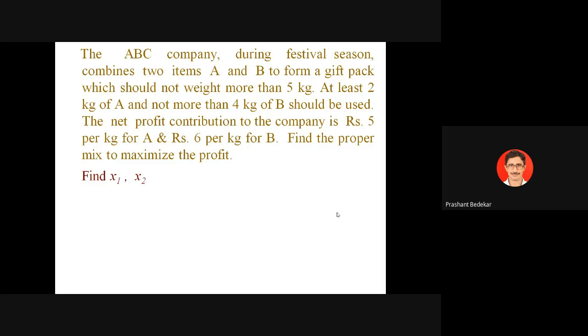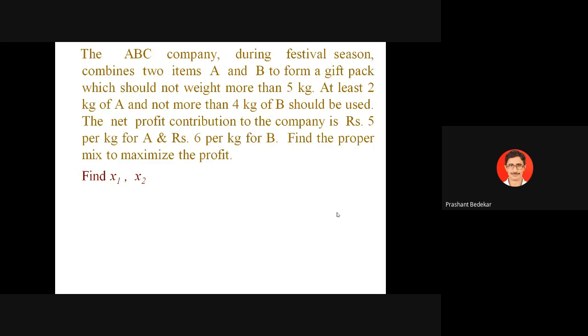Now objective function. If I read the problem completely once, twice, thrice, again and again, I come to know that my objective is to maximize the profit. So I should write a mathematical function in terms of x1 and x2 so that it will represent profit. So it is given that the profit contribution is 5 rupees per kg of item A and 6 rupees per kg of item B. I am taking x1 kg of item A.